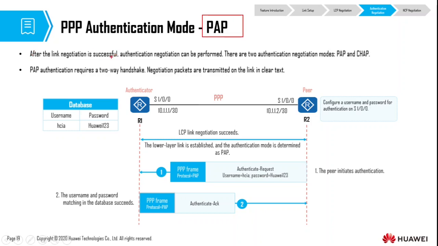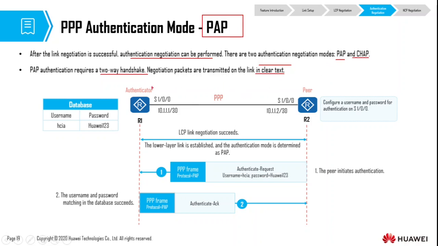After the link negotiation is successful, authentication negotiation can be performed. There are 2 authentication modes, PAP and CHAP. PAP authentication requires two-way handshake. Negotiation packets are transmitted on the link in clear text. So this is one of the main differences between PAP and CHAP. When we are sending the username and the password using PAP, we send it in clear text. On the other hand, CHAP encrypts these particular parameters. So let's see how that happens.